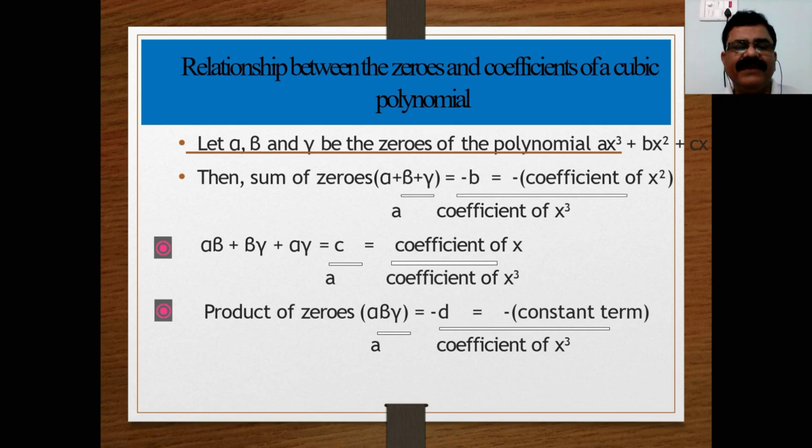Now alpha beta plus beta gamma plus gamma alpha is equal to c by a, that is, coefficient of x divided by coefficient of x cube. The product of zeros, alpha into beta into gamma, is equal to minus d by a, that is, minus constant term divided by coefficient of x cube.